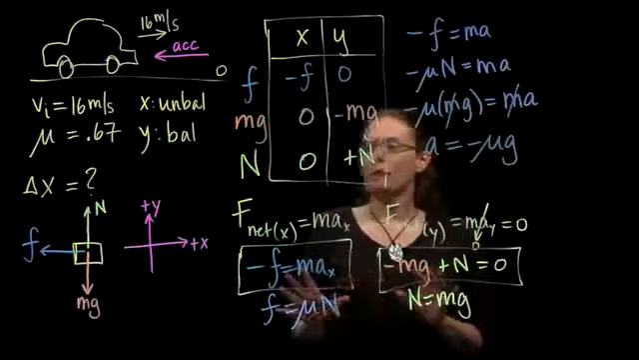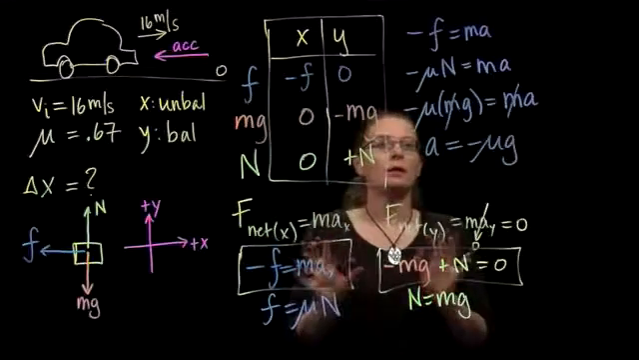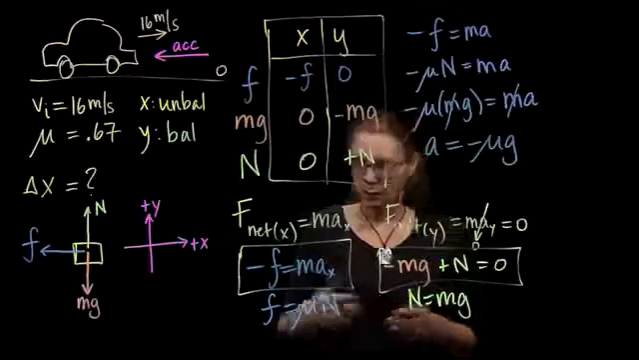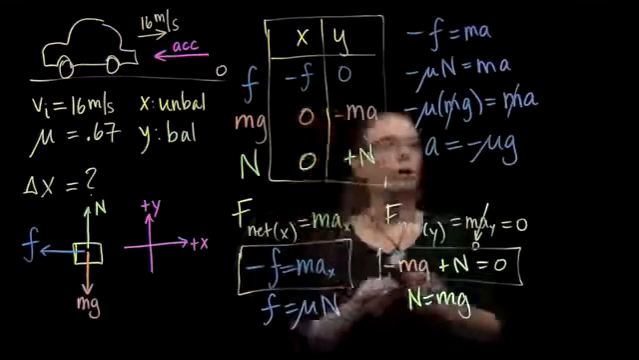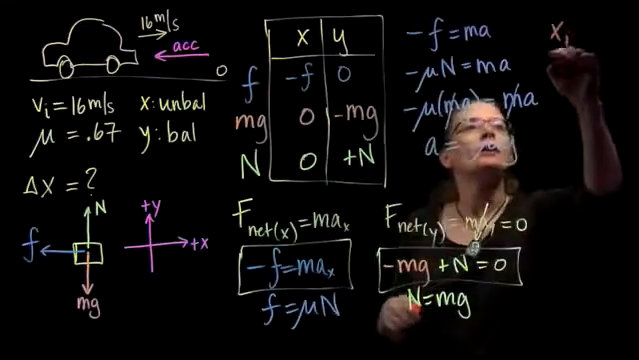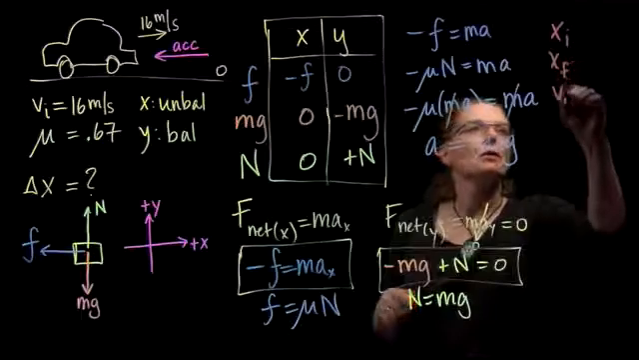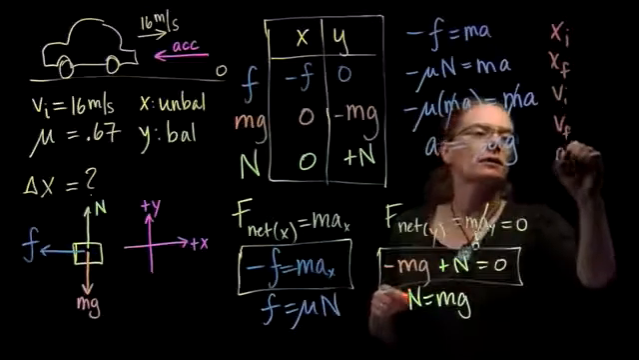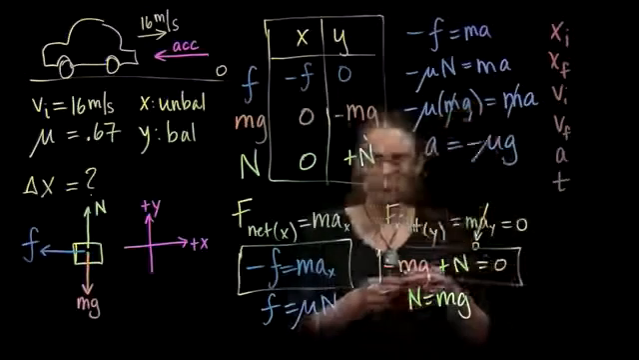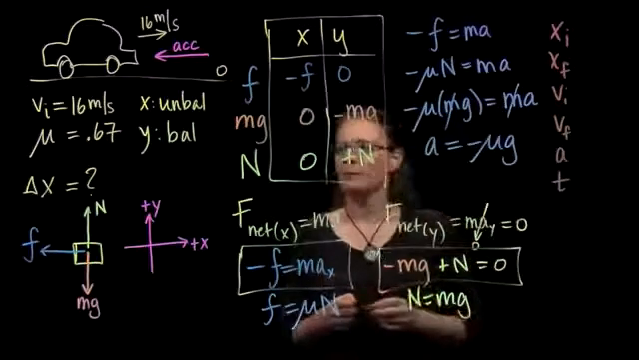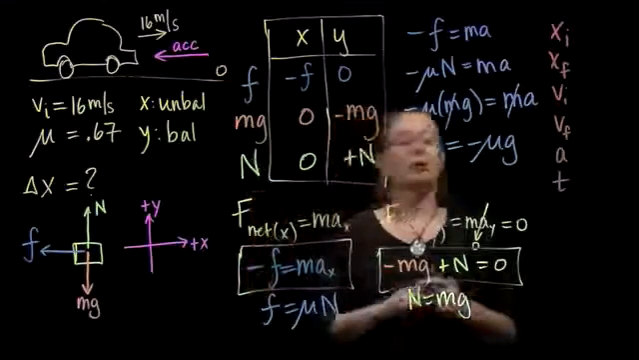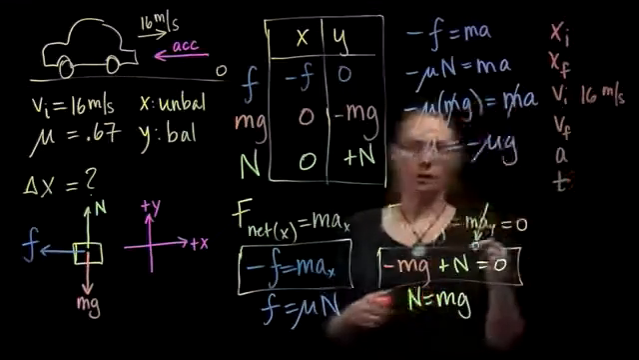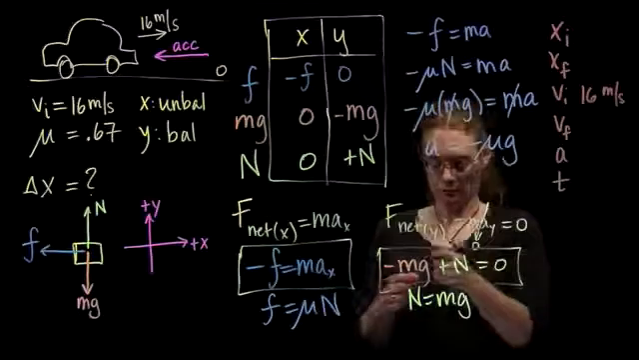So at this point, the forces section is done, and it becomes a kinematics problem. So how do we do kinematics? Well, you remember we have 6 variables to deal with: initial position, final position, initial velocity, final velocity, acceleration, and time. So in this problem, how much do I know? Well, my initial velocity is 16. My acceleration I'll be able to get.